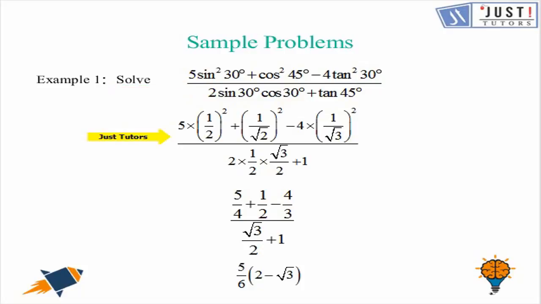So that becomes 5 times 1 over 2 whole square, add 1 over under root 2 whole square, minus 4 times 1 over under root 3 whole square. And at the denominator, that would be 2 times 1 over 2 times under root 3 by 2, add 1. So we need to keep on solving the expression and we can work out the answer, which would be 5 over 6, 2 minus under root 3 for this problem.